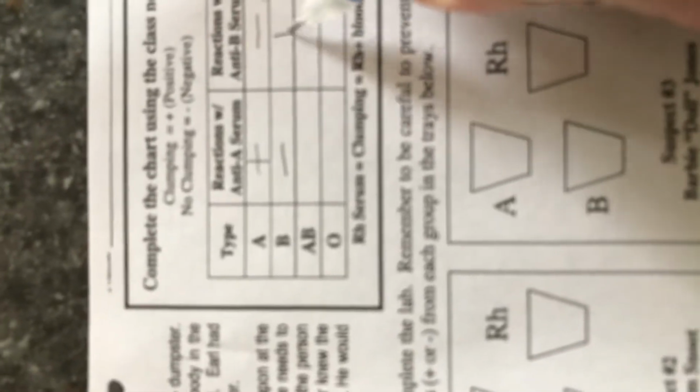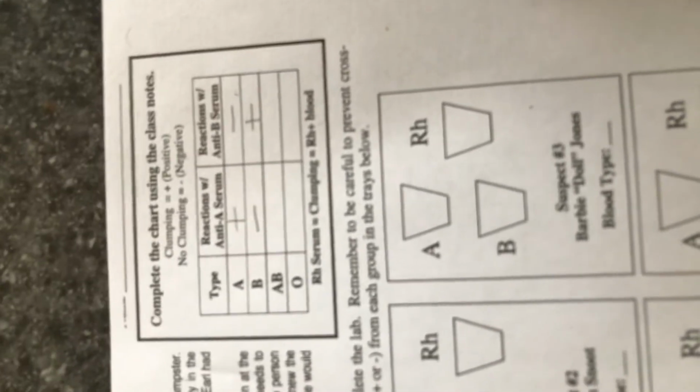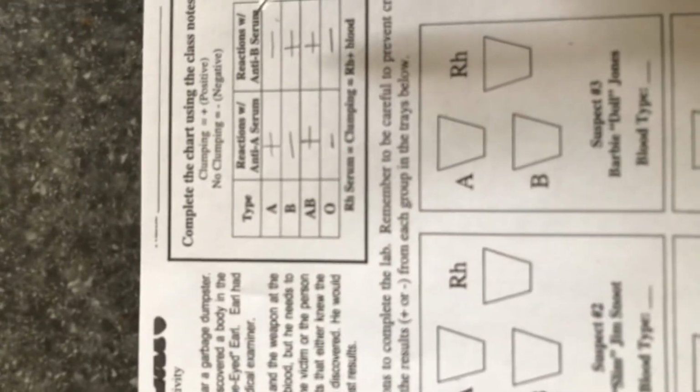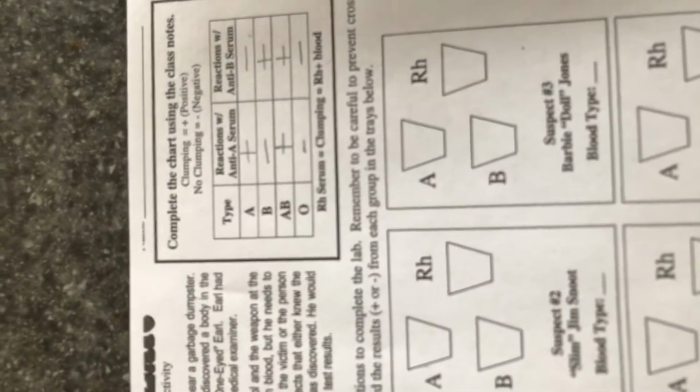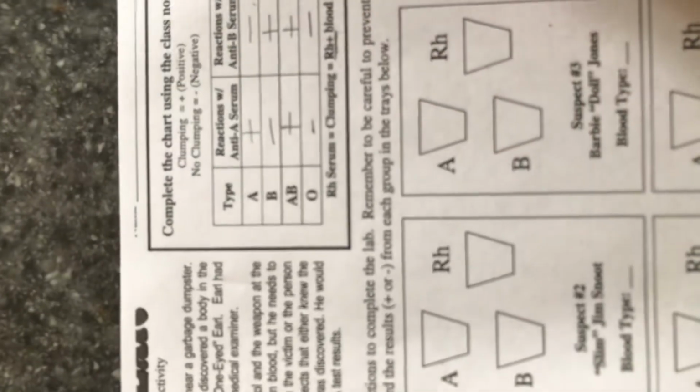All right. Now B is going to be just the opposite. It's going to be negative on the A line and positive for the B serum. So think about what you think AB is going to be. Right, it has to be positive for both serums, and then for O, it has to be negative for both serums. Okay, so this is what you're going to use when you're figuring out your suspects and your crime scene and all that below. And then for the RH, if there's clumping, it equals RH positive, and if there's no clumping, it would be RH negative.